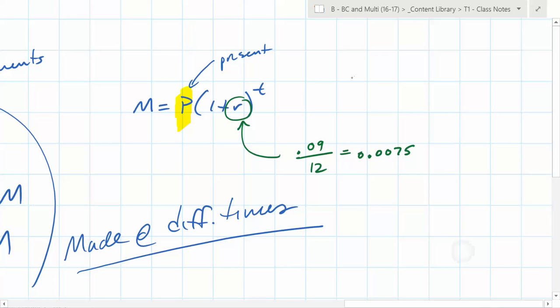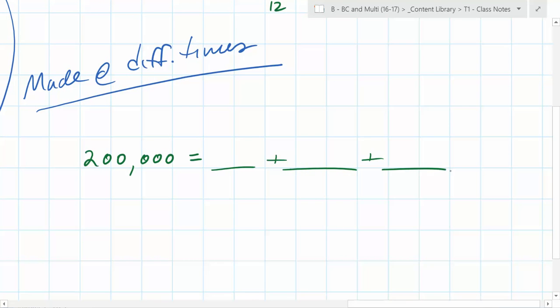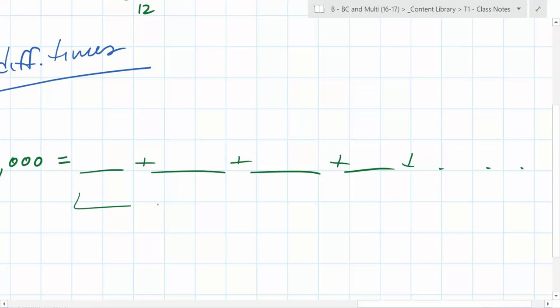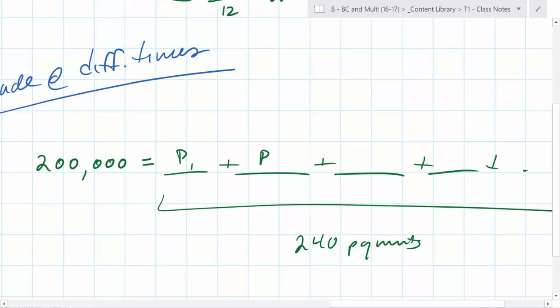So if we were to plug these values in right now, we have M is equal to P times 1 plus 0.0075 to the T. I'm going to do these piece by piece because they're slightly different for each piece. You know that $200,000 is the present value of the loan. Do you agree? That's how much it is worth right now. And you're breaking that apart into how many different payments? 240 payments. We're adding all the present values up. Does this make sense, everybody?